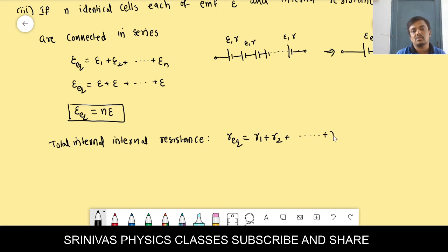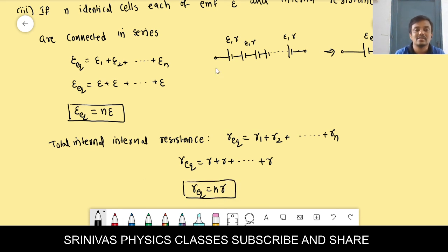R equivalent is equal to R1 plus R2 plus and so on, Rn. Then here all have the same internal resistance: R plus R plus R. All are identical. That's why R equivalent you will get is NR. This is for identical cells. If all these cells are connected to some external resistance, then what is the formula for the current through this resistor?